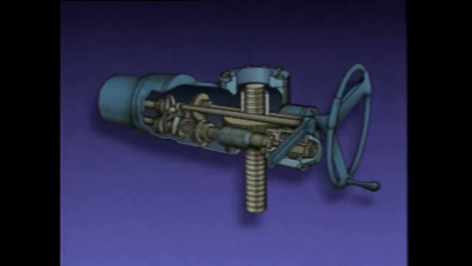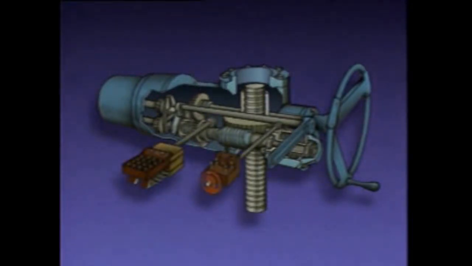On this type of motor operator, depressing the lever disengages the motor from the gearing and connects the hand wheel to the valve stem through part of the gearing. The limit switch and the torque switch in the motor operator ensure that the valve is positioned without damaging the valve or the motor operator.